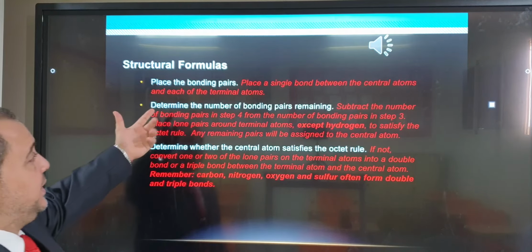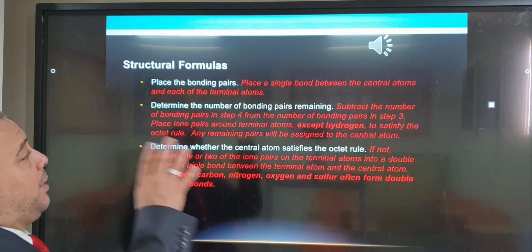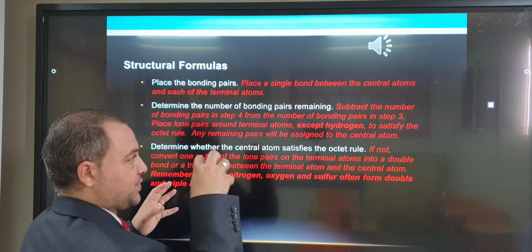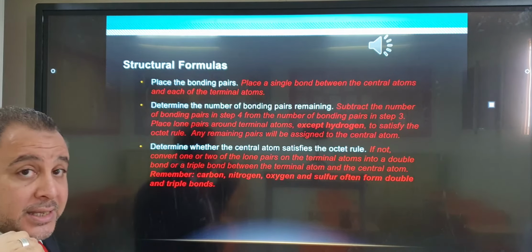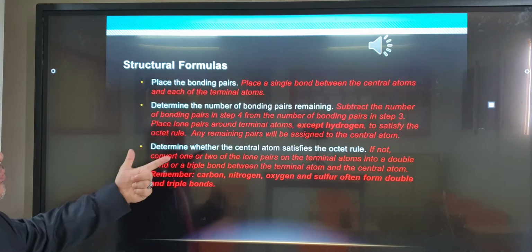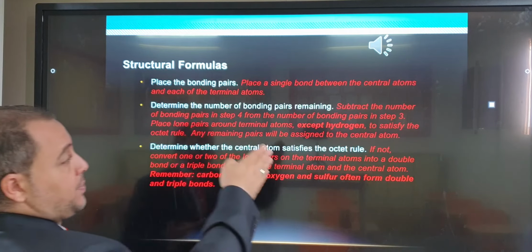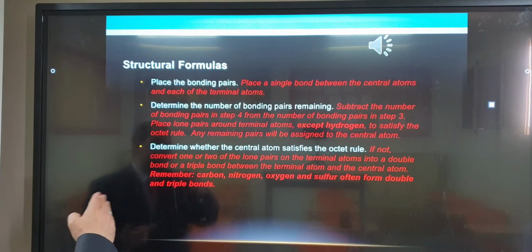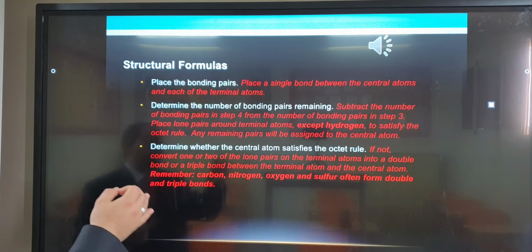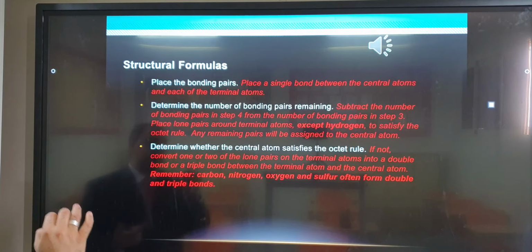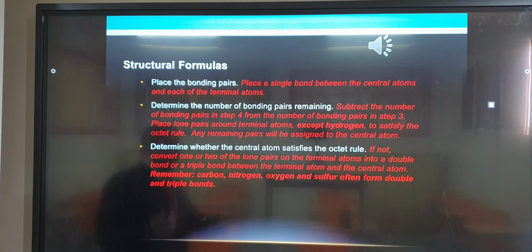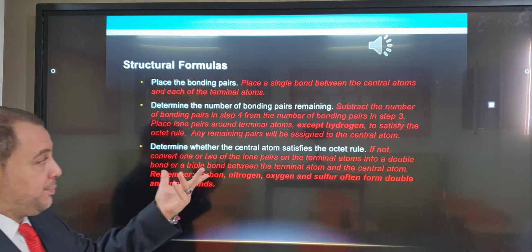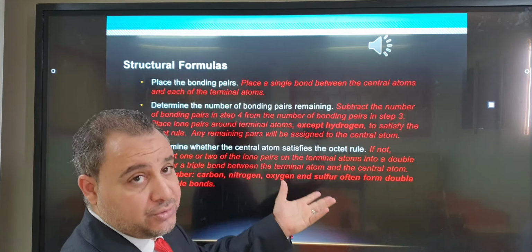After that, place the bonding pairs. Place a single bond between the central atom and each of the terminal atoms, single bond as with hydrogen that we said. Determine the number of bonding pairs remaining: subtract the number of bonding pairs in step 4 from the number of bonding pairs in step 3. Place lone pairs around terminal atoms except hydrogen, as we said, to satisfy the octet rule. Any remaining pairs will be assigned to the central atom.